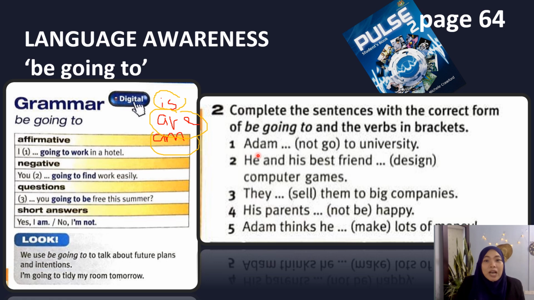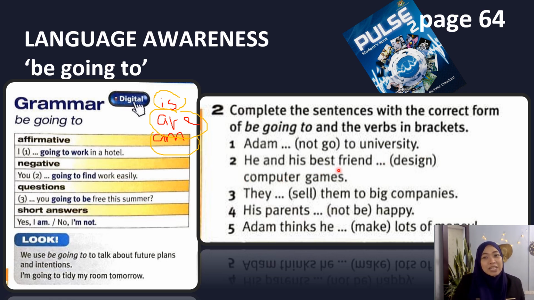The first one, Adam, singular or plural? Singular, so you use is. What? Is going to go. But here, there is the word not. Let's refer to this one: you are not going to find work, right? Okay, so Adam is not going to go to university. Okay, Adam is not going to go to university. You got that? Yes, excellent.